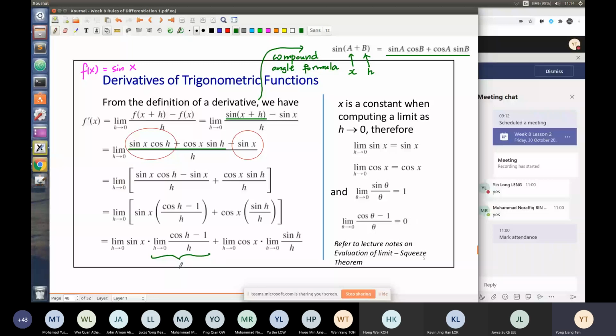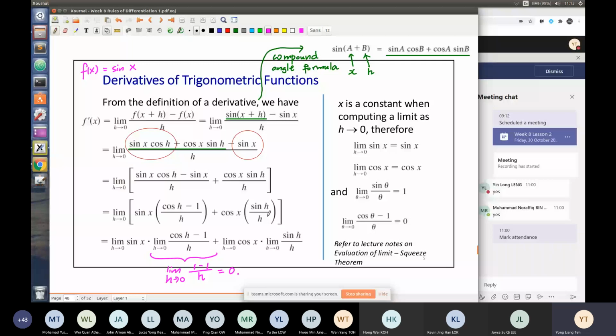So using the squeeze theorem, let me use a different color for this so that I don't mess up with the first part. This is going to the limit as h goes to 0 of (1 minus 1) over h. So therefore, this is equivalent to 0, as given here, using the squeeze theorem. Subsequently, what about the second term here? We apply the same concept to our second term. You can see that we have sine h over h. Once again, we have seen this before. We use the squeeze theorem again.